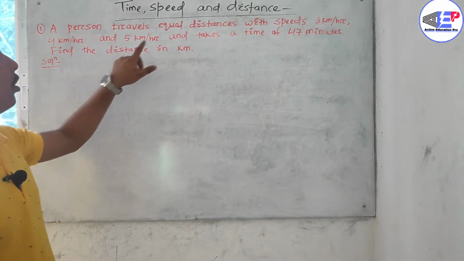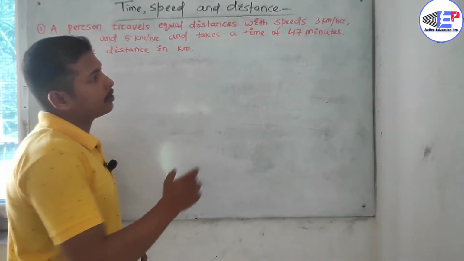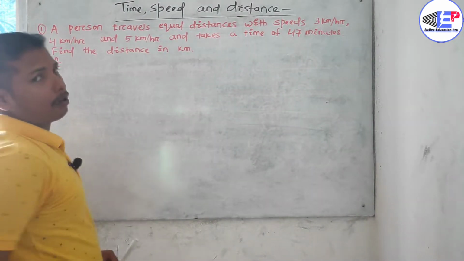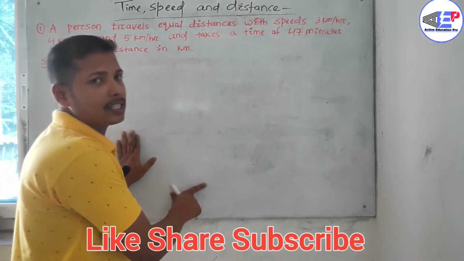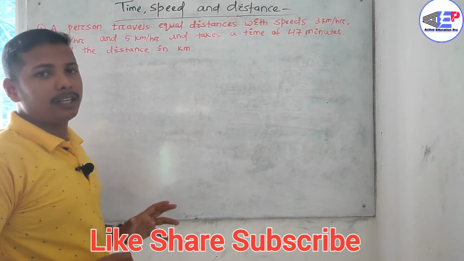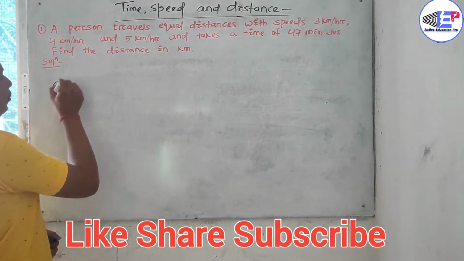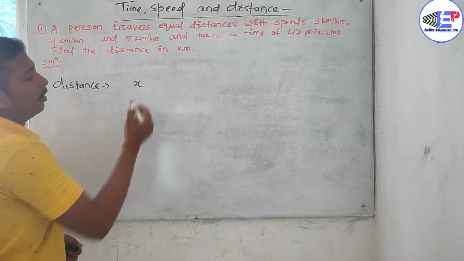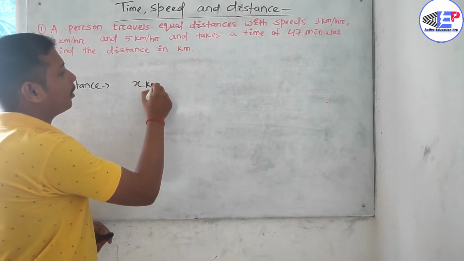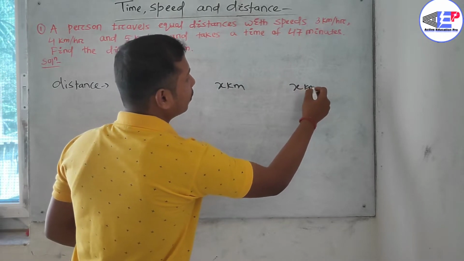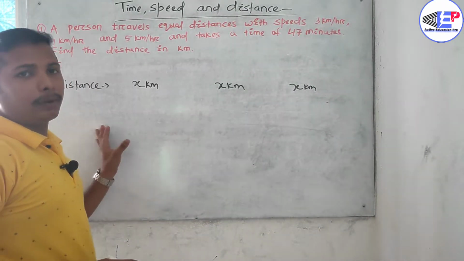Given that it covers equal distances with speeds 3 km per hour, 4 km per hour and 5 km per hour. That means it covers 3 equal distances with 3 different speeds. Let the equal distance be x kilometer. So, distance, it covers 3 equal distances. That means it will cover 3 equal distance of x kilometer, and here given that 3 different speeds.